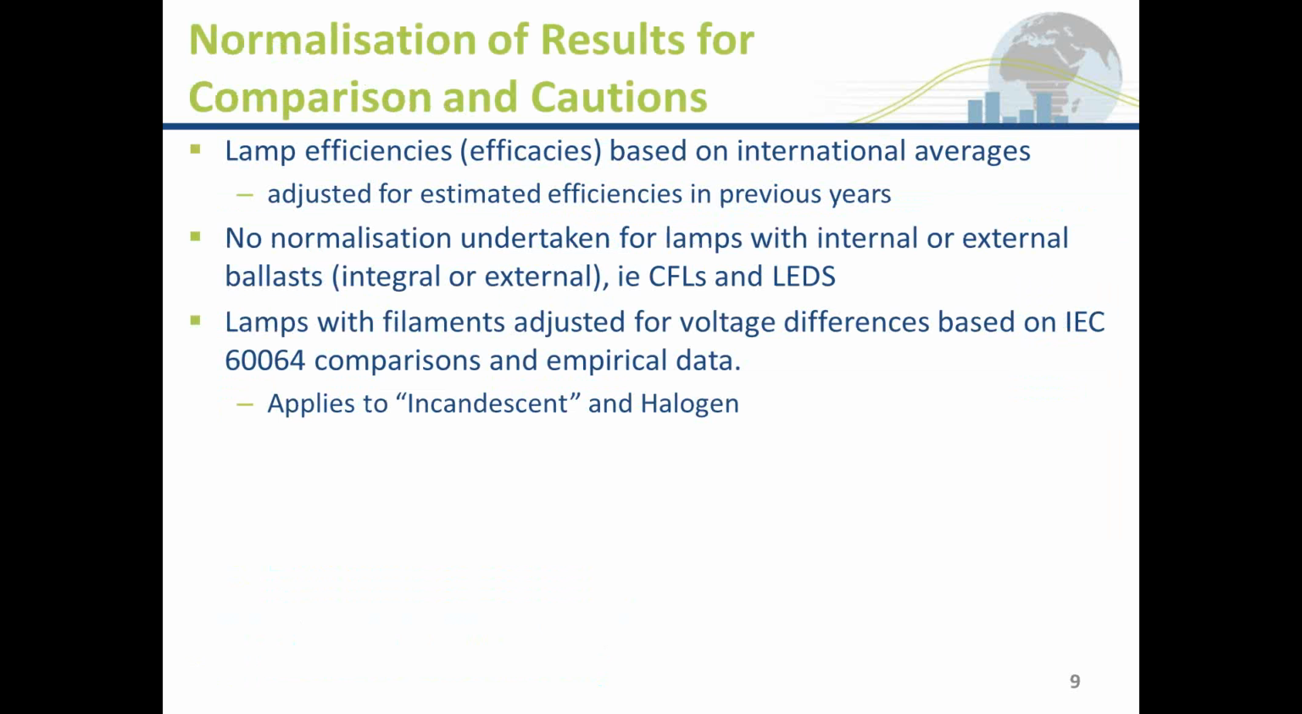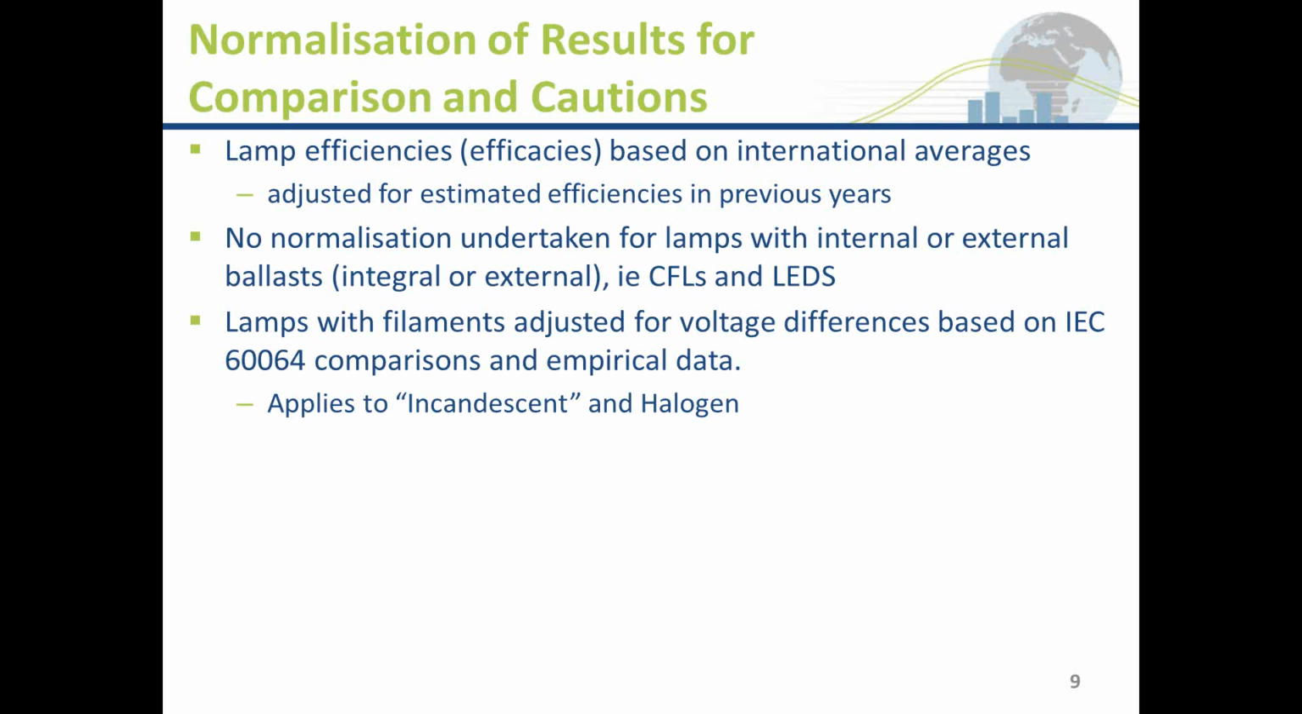Okay, the process and a couple of cautions. We're looking at the efficiencies of lamps. We haven't looked in detail at the efficiency of the lamp in Canada compared with Australia, for example. We've used international averages. Because the difference between a CFL and a halogen is infinitely bigger than the difference between a 10-watt CFL in Australia and a 10-watt CFL in Canada, we've taken a global average of efficiencies and we've adjusted that for the years included in the study to show changes in the efficiency over time.